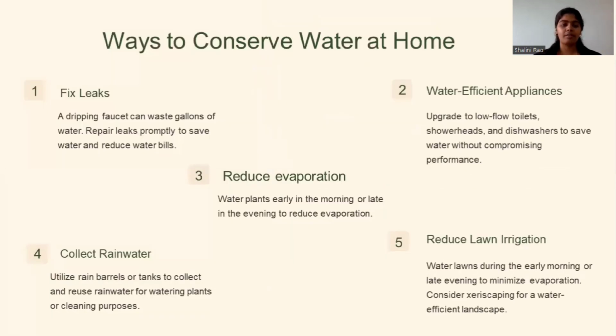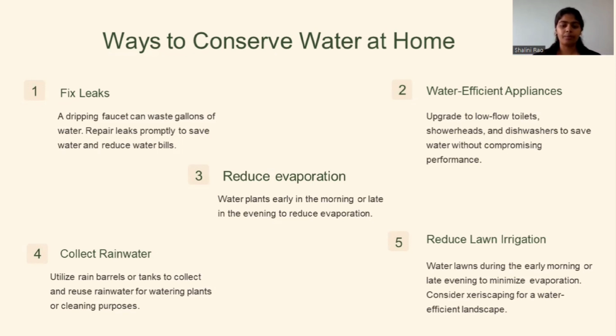Next, we have ways to conserve water at home. Fix leaks. A dripping faucet can waste gallons of water. Repair leaks promptly to save water and reduce water bills. Water efficient appliances: upgrade to low flow toilets, shower heads, and dishwashers to save water without compromising performance.